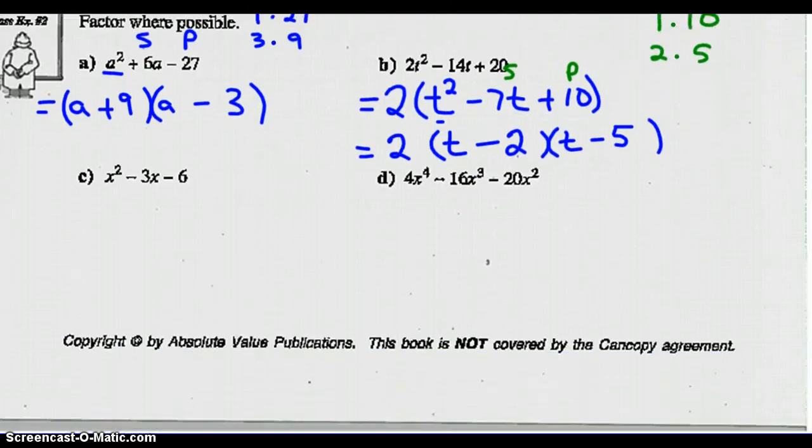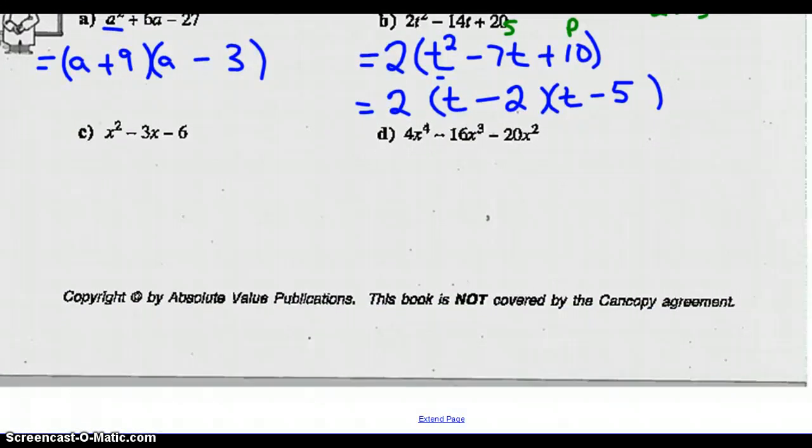If we look at part C, there's only one thing that multiplies to x squared. What two numbers have a sum of negative 3 and a product of negative 6? So again, if you're not sure, write down all the factors of 6. 1 times 6, 2 times 3, those are all the factors of 6. 1 plus 6 is 7, 1 minus 6 is 5, 2 plus 3 is 5, 2 minus 3 is 1. So no product will ever give us a sum of negative 3, so this is not factorable.